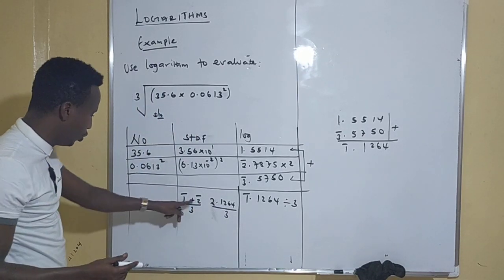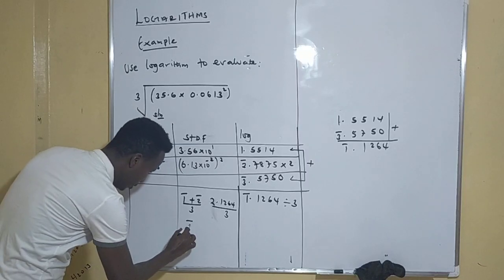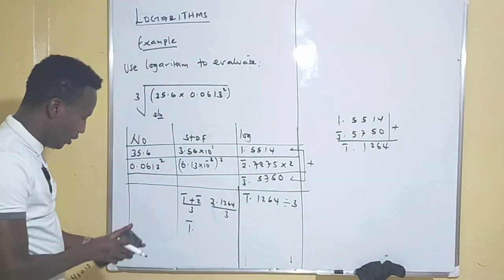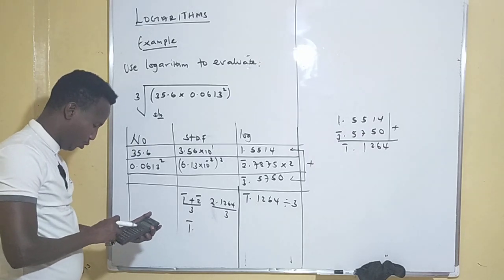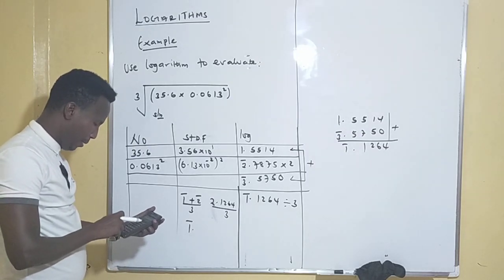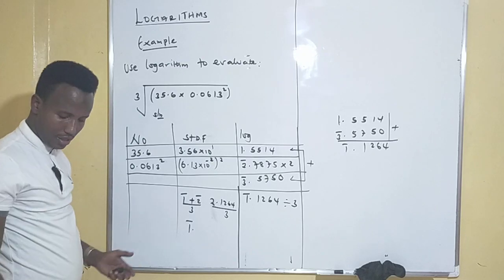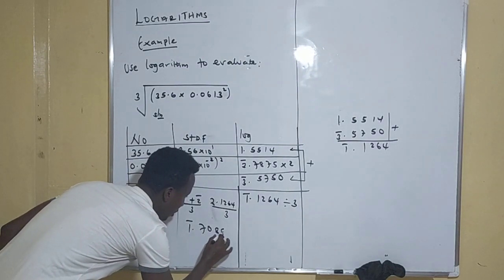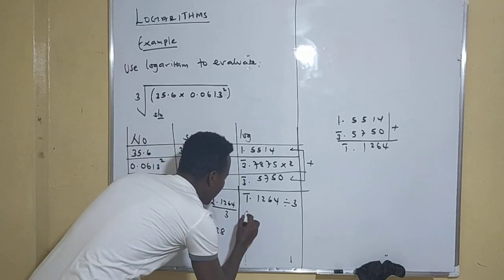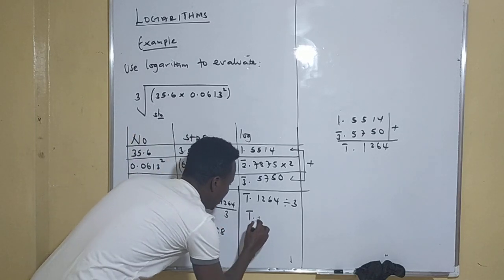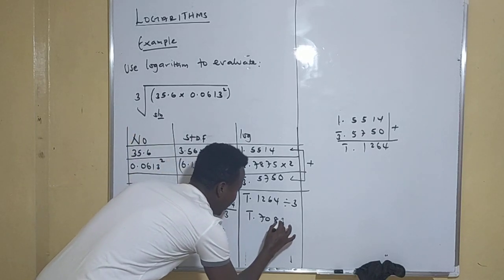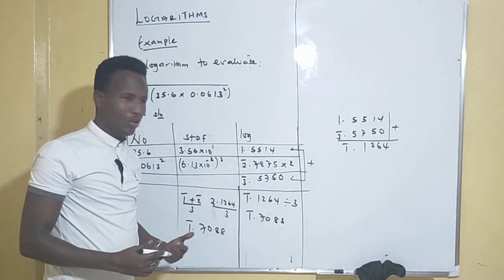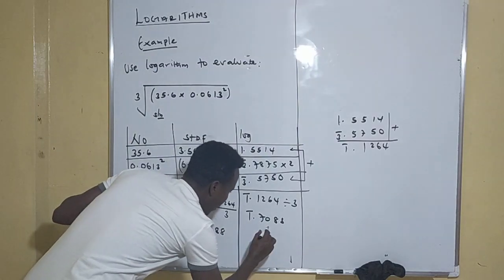Then get the calculator. We know here we'll get bar 1, because it will be negative 3 divided by 3. So here I have 2.1264 divided by 3. Yeah? Just understand. That is 0.7088. Okay? This means we have here bar 1, 0.7088. So this is when you're going to get the anti-log of these digits after the decimal.